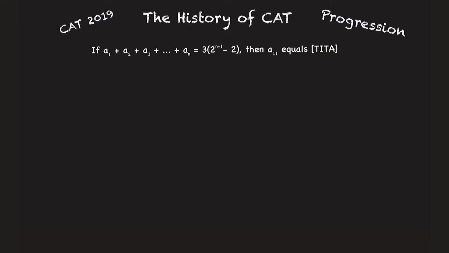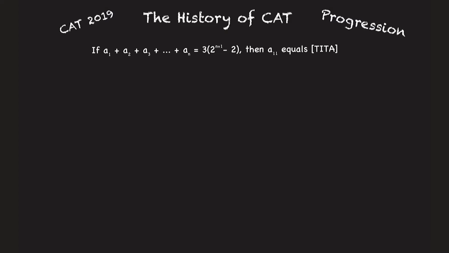So today we solve a problem on progression which appeared in CAT 2019. Okay, so let's understand this problem. Just make sure, as I always say, you know the basics of AP and GP. Then only this problem will look easier. If not, then please go through the basics.